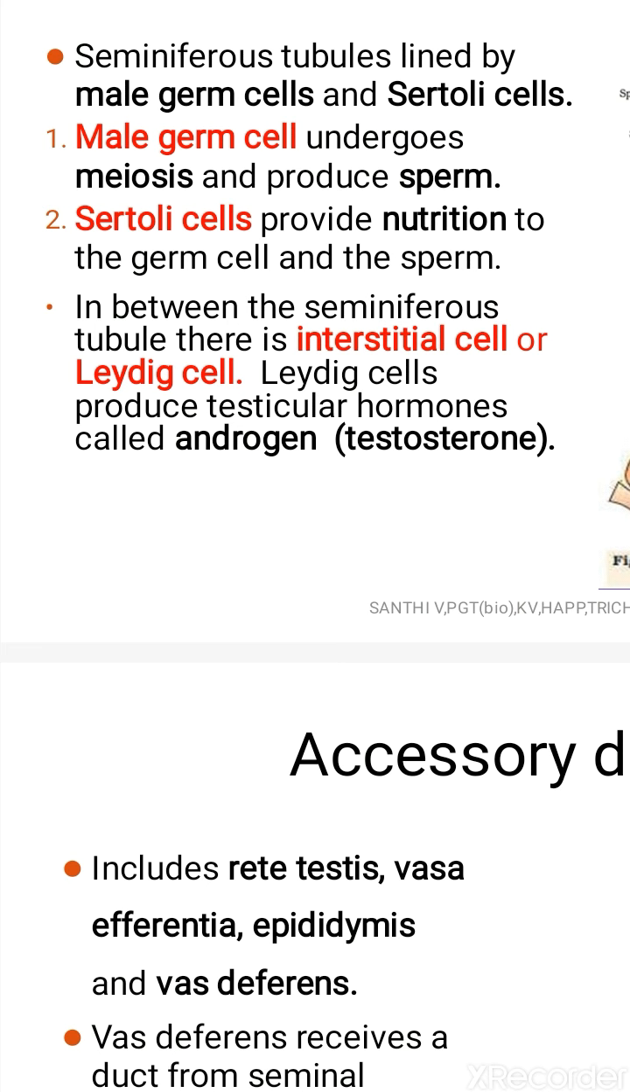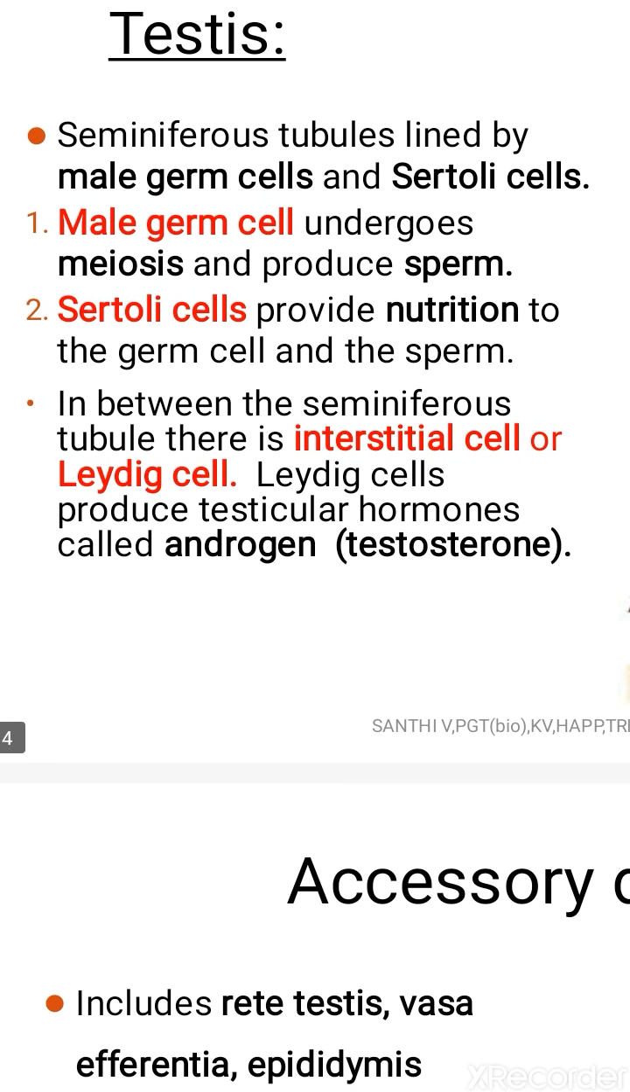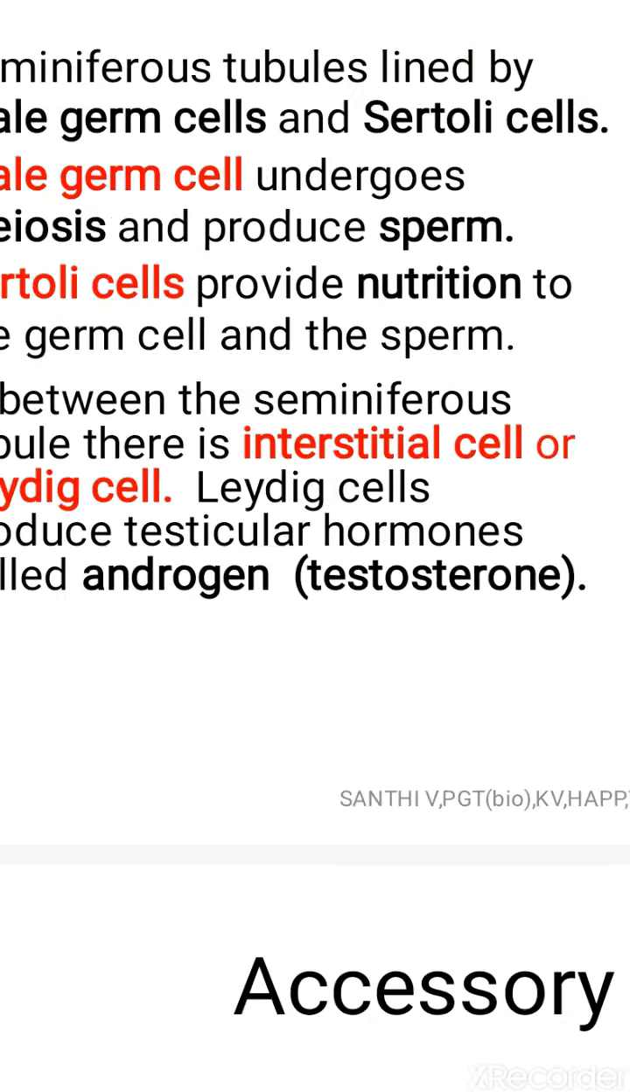So here two cells are lining the seminiferous tubules, that you call male germ cells and Sertoli cells, and in between the seminiferous tubules you can see the cell known as the interstitial cell or Leydig cell. It can be asked in questions separately: 3 types of cells you can tell. 2 cells are lining and 1 cell is lying in between the seminiferous tubules.